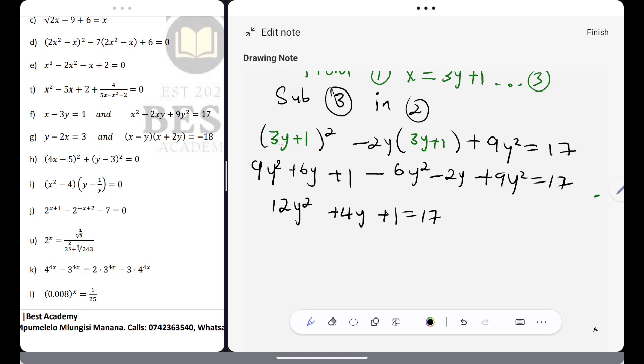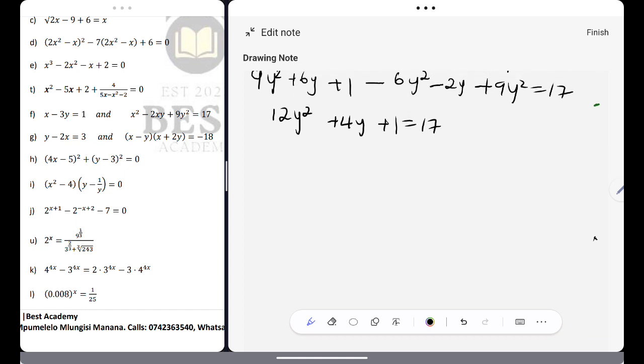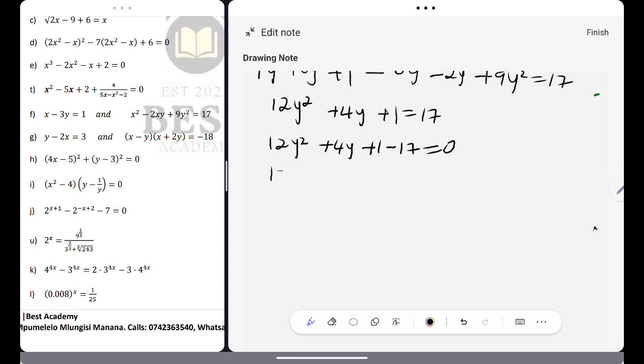Okay, now I just need to put everything in standard form. I have 12y squared plus 4y plus 1 minus 17. When the 17 jumps the equal sign, it changes its sign. 2y squared plus 4y minus 16 is 0. Then you can divide everything by 4. I'll have 3y squared plus y minus 4 is 0.